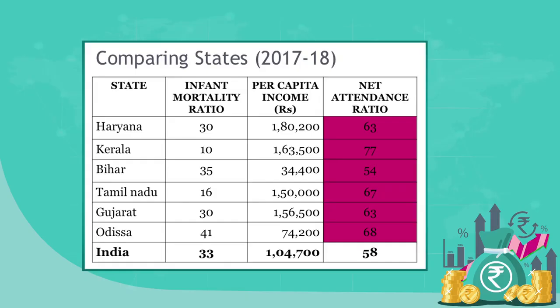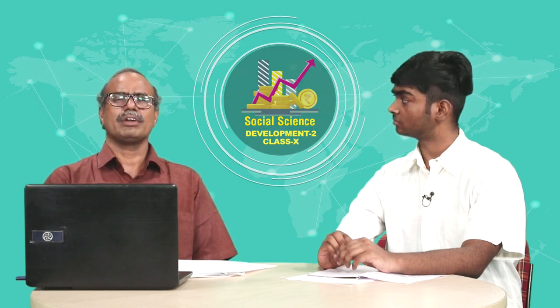This table is about class 9th and 10th students: how many students attend the classroom on a regular basis in a whole year. The national level data shows that out of 100 children studying in class 9th and 10th, only 58 are attending regularly. The rest, how many? 42. So, 42 students are not attending the classes regularly.